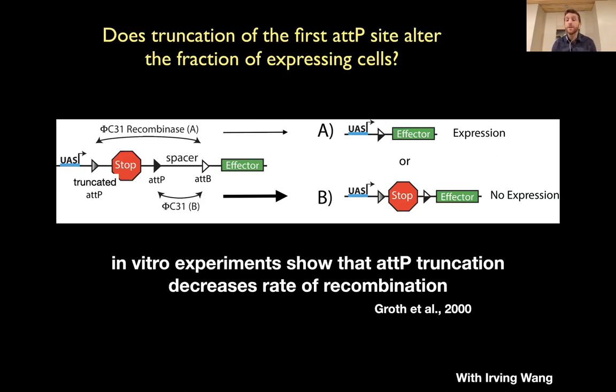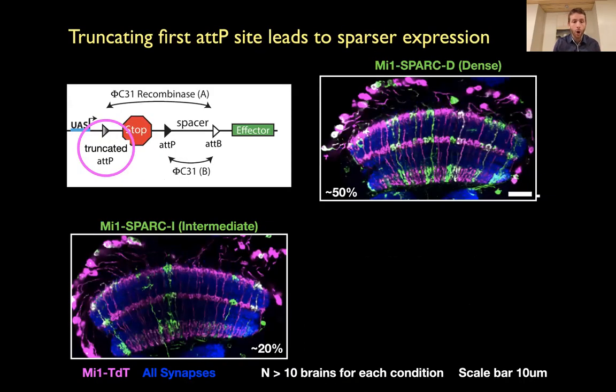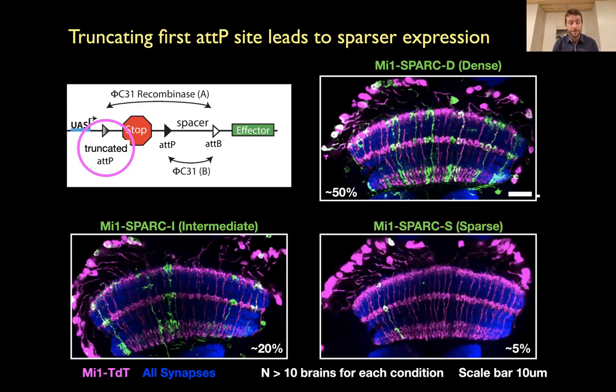And in brainstorming how to do this, we looked to in vitro assays that demonstrated if you truncate the attP sequence, it's less likely to recombine with attB. So next, I truncated this first attP to see if this increased the likelihood of reaction B so that you had more cells that did not express your transgene. And it worked. When I truncated this first attP from 60 base pairs to 38 base pairs, shown here in the lower left, we label 20% of cells. And when I truncated it further to 34 base pairs, we label only 5% of cells in the population.